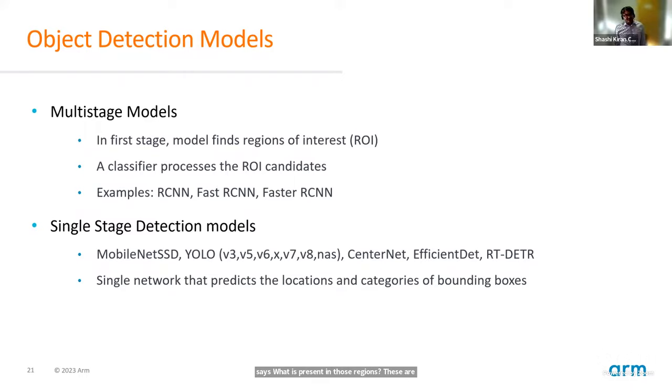So in the last few years, there has been a lot of focus on single stage detection models. A few of the names would be very familiar to most of the audience here: MobileNet SSD, YOLO, CenterNet, EfficientNet, recently Vision Transformers. And in these single stage models, a single network predicts the location as well as the categories of these bounding boxes, leading to very real-time applications.